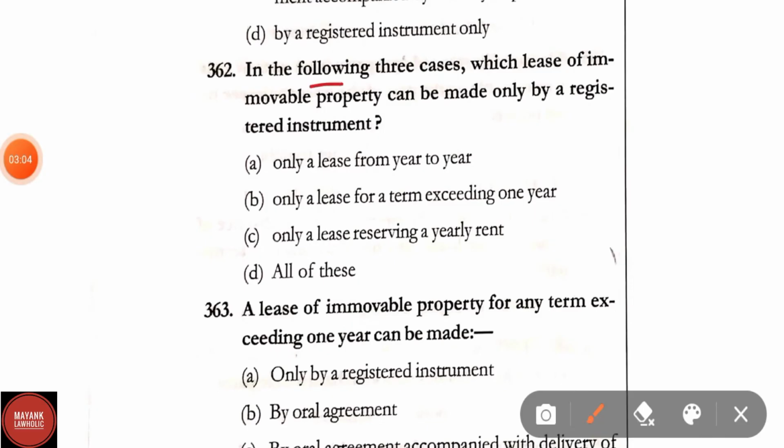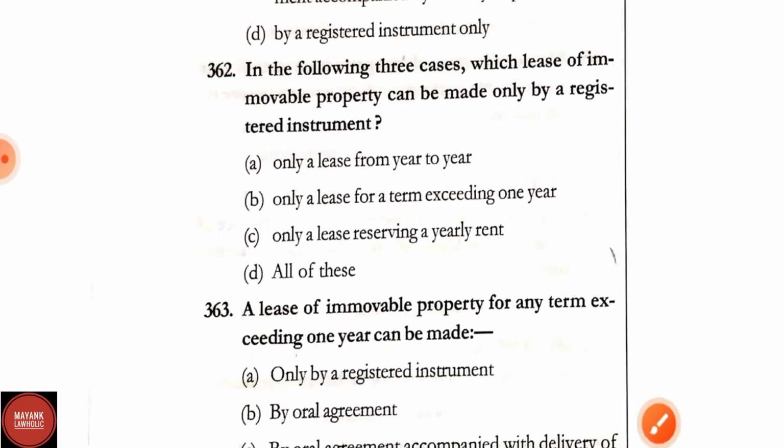Question number 362. In the following 3 cases, which lease of immovable property can be made only by a registered instrument? Options are only a lease from year to year, only a lease for term exceeding 1 year, only a lease reserving yearly rent, all of these. Correct answer is option D, that is all of these.